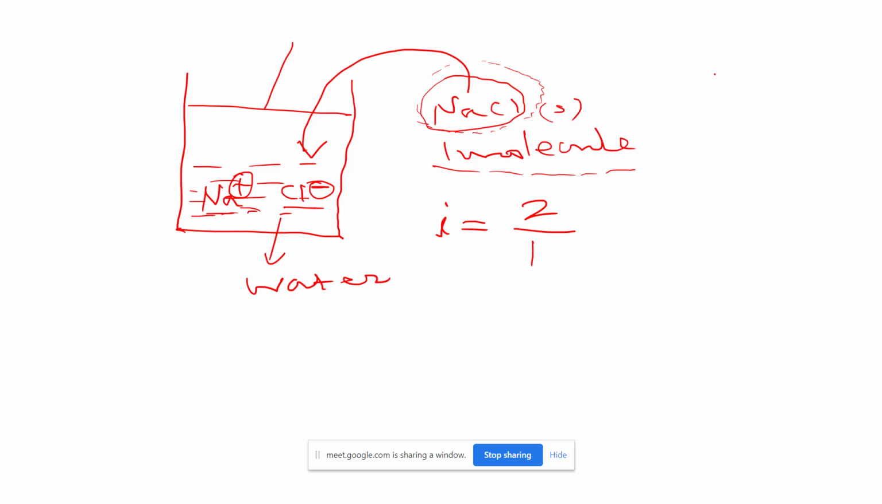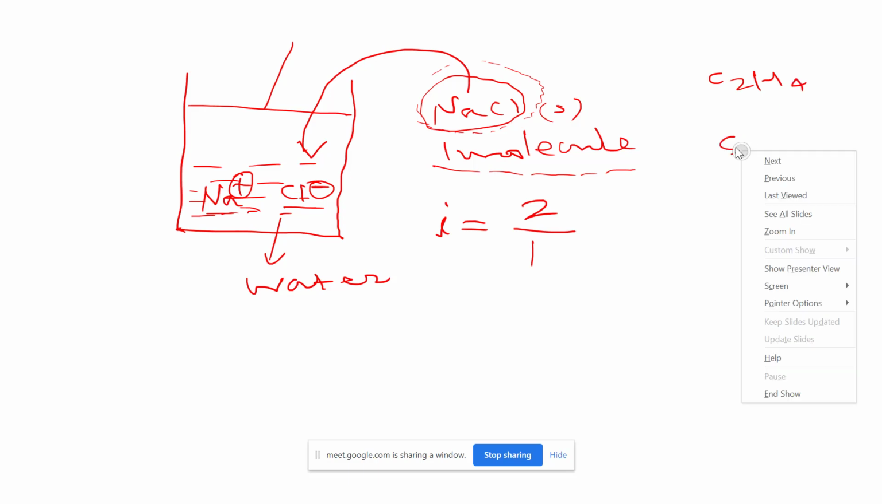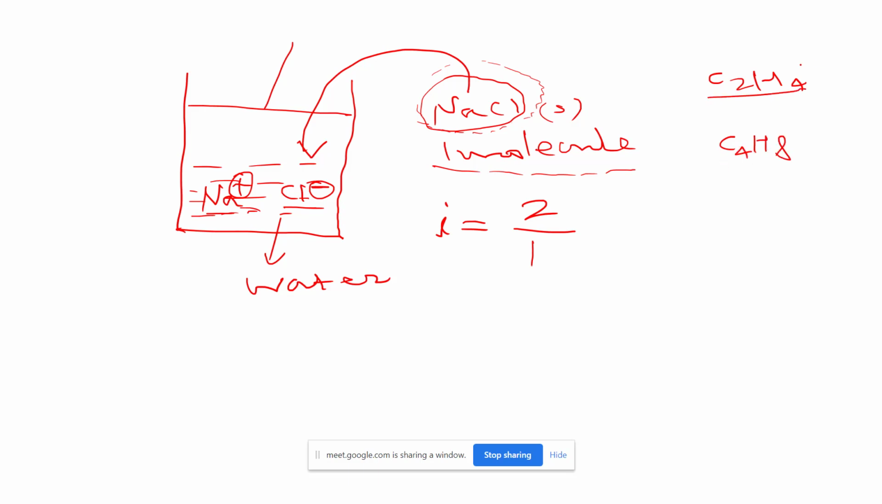Like if you have the formula C2H4, and now we have the formula C4H8, suppose. So can you say what the molecular mass is here? 28, and here 56, isn't it? Yes, sir. So here these are different. This is known as molecular mass, or we can say molar mass. Theoretically both are numerically equal.